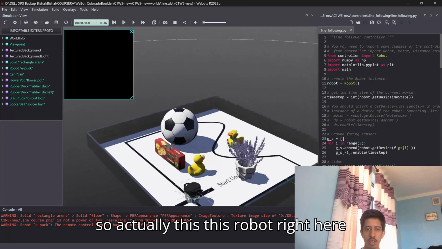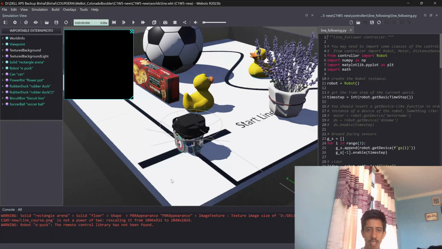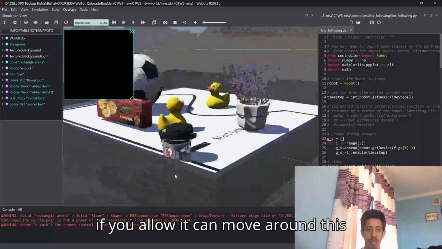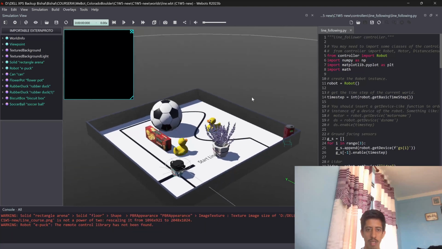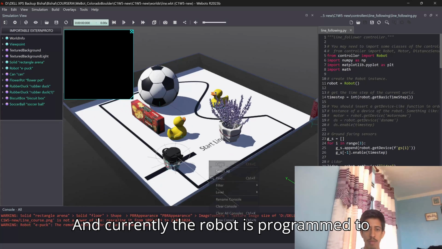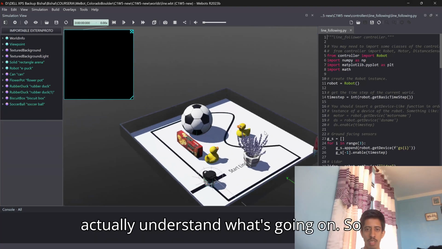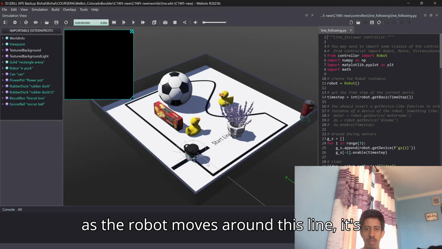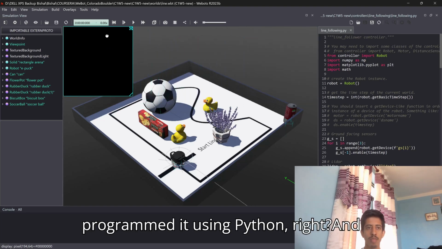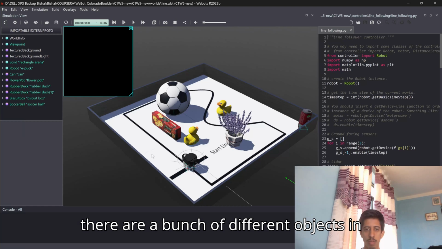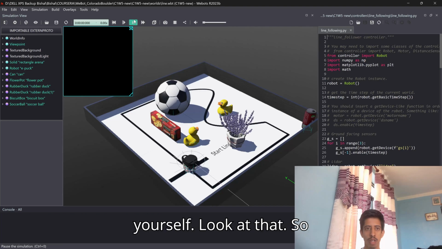So actually this robot right here, as you can see, is a little e-puck robot. You can see it can move around this arena if you allow it. We call it an arena. Let's say a robot is in such an environment, right? And currently the robot is programmed to follow this line. So let's see the demo so that you understand what's going on. As the robot moves around this line, it's going to create a map in this window. We programmed it using Python, right? And there are a bunch of different objects in the environment. So as I play the simulation, you can see for yourself.